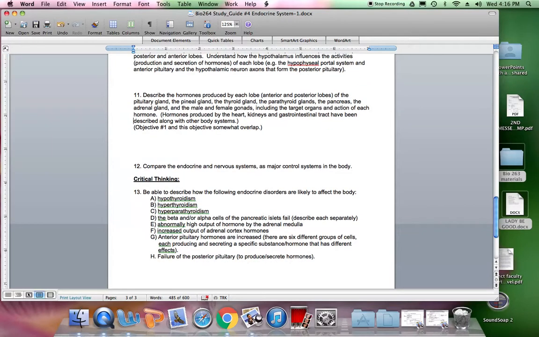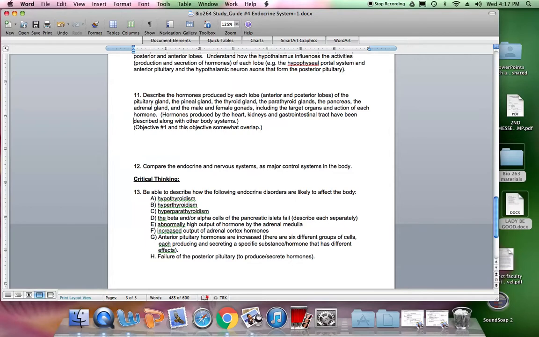Hypothyroidism is low blood level of thyroid hormone. Hyperthyroidism, if you'll remember, leads to Graves' disease. This is all described in your PowerPoint, and it tells what happens if you have really low or very high blood thyroid hormone level. Hyperparathyroidism would be when parathyroid hormone is very high in the blood. If you think about the effects of that, remember, you're going to have a lot more calcium being taken out from the bones.